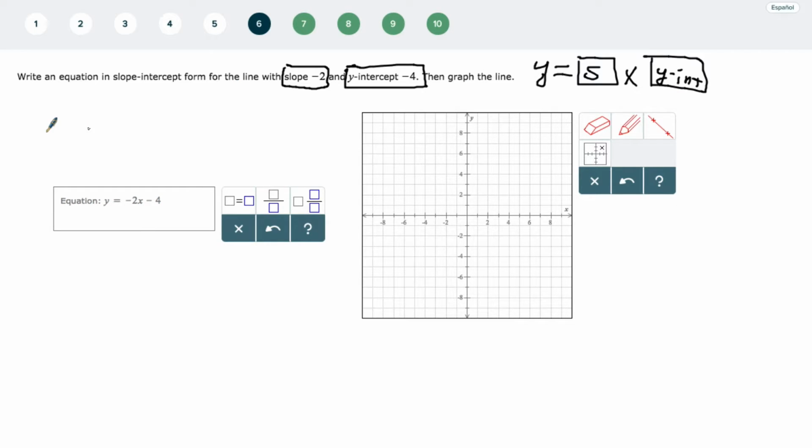Now to graph this, we just need to put a 1 under the slope. Anytime it's a whole number, just draw a line and put a 1, because we need our slope to be, again, rise over run, or our change in y, which is up and down, over our change in x, which is right or left.